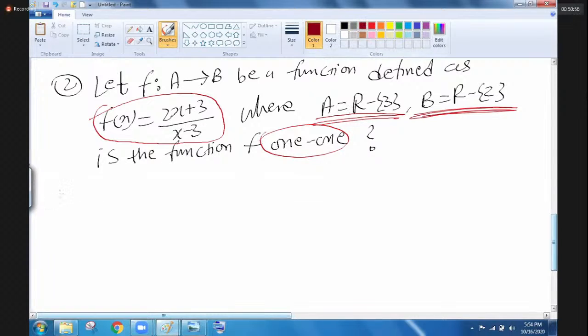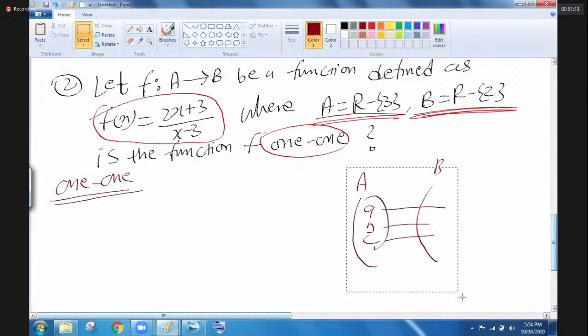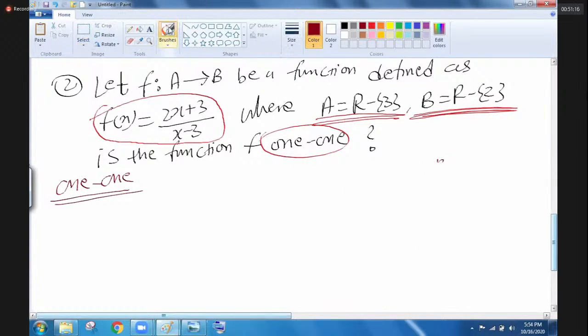Whenever you want to check a one-one function, what does one-one mean? Every element of A will be related to some element of B. Say a, b, c will be related to 1, 2, 3, like this. I mean, a one-to-one relation. Every element of A will be related to one element of B. It means let x1, x2 be two elements belonging to set A. Then they should have some image in set B, I mean, f(x1).